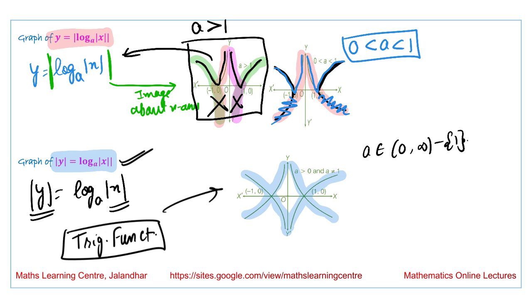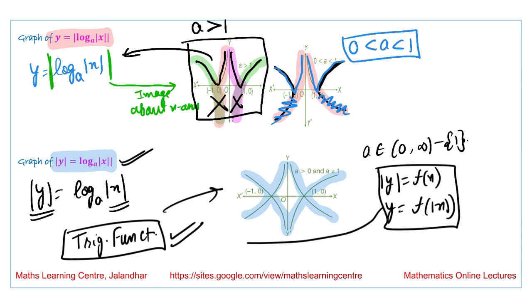For these kinds of graphs, you can see the details over there, how we can plot the function |y| = f(x), and how we can plot the function y = f(|x|). All these things are explained in detail in these videos. So you can refer to these videos for the details of these graphs.